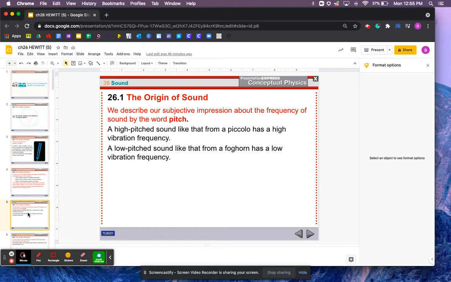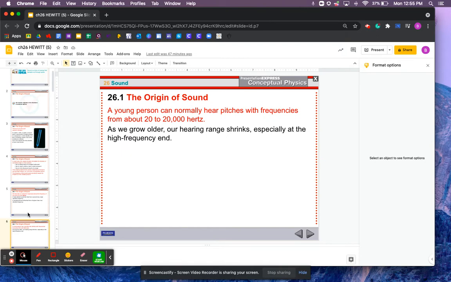You can have really high pitched sounds like my voice, it's very high pitched, right? That means it has a very high frequency. But if you have something really low pitched, something like a foghorn, then that has a really low frequency. And you can also say it has a low pitch.